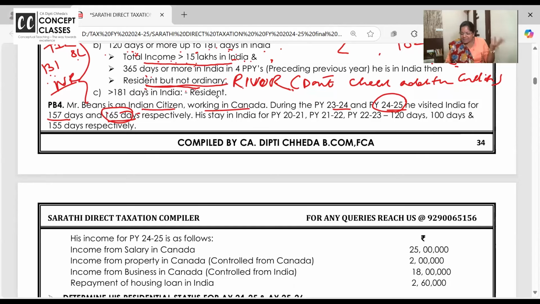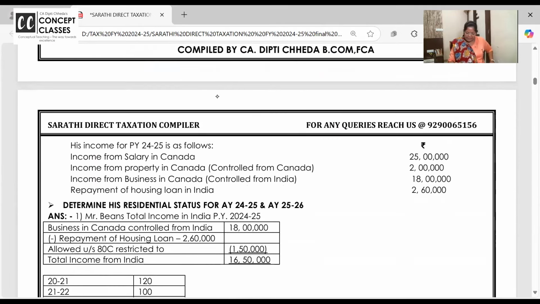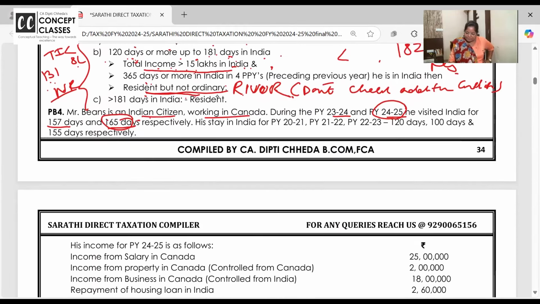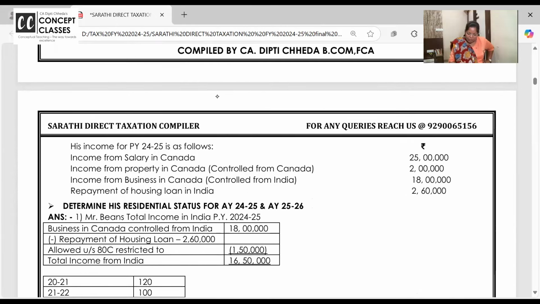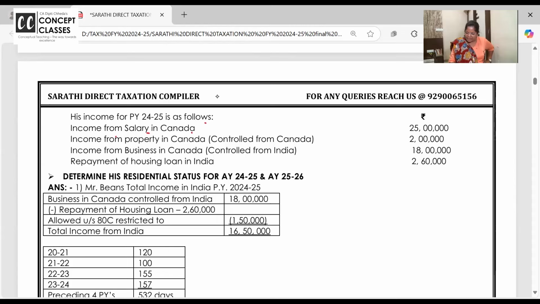No. And the second basic condition is not applicable. Sorry. Because you are an Indian citizen working abroad, coming to visit India, the 60 days condition is not applicable. Okay. But let us see what is his income. Income from salary in Canada. It makes no difference to him.